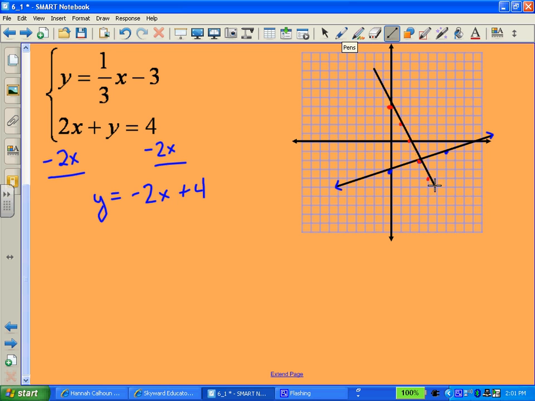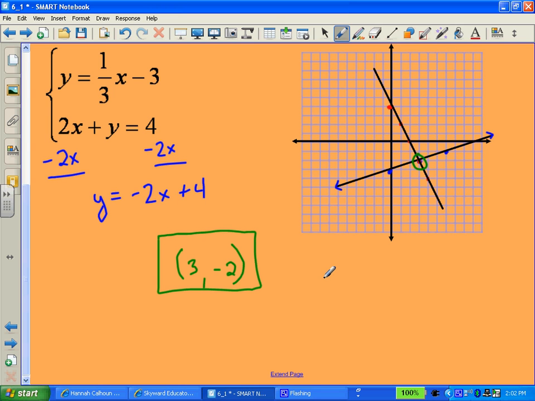So that line looks like this. And as you can see, they intersect right here, and that's the point 3, -2. Now again, I think that's my answer. I think I graphed them right, but I can check it. So if I have the first equation, which is 1/3 x minus 3, that'd be -2 equals 1/3 times 3 minus 3. So that would be 1 minus 3, and that does equal -2.